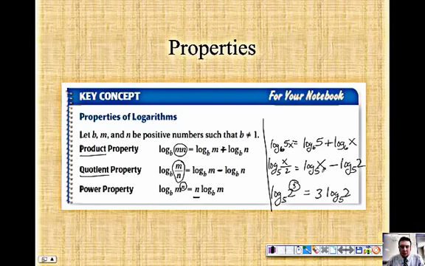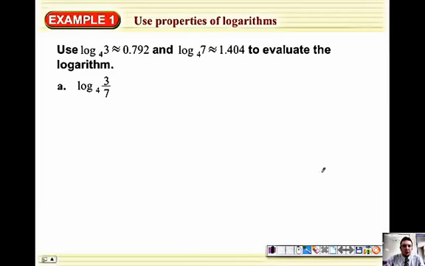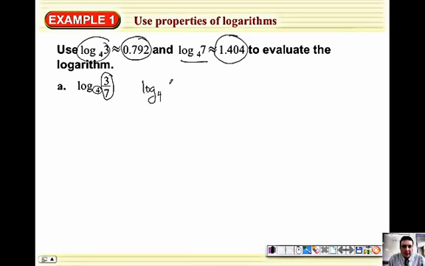We're going to use those properties right now in these examples. Here we go. Example number 1. They're telling you that the log base 4 of 3 is about 0.792. And the log base 4 of 7 is about 1.404. Now look at this right here. What could we do? We have the log base 4 of a quotient. Knowing that property I just showed you, you can split the quotient up. Log base 4 of the top, which is 3, minus log base 4 of the bottom, which is 7.